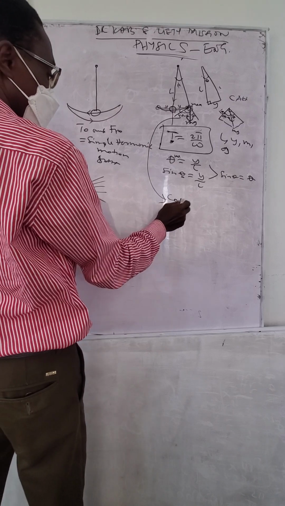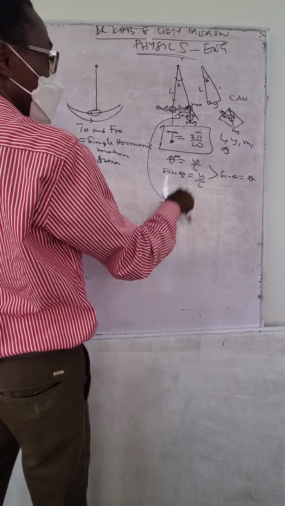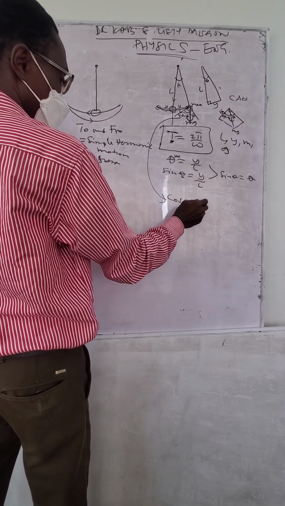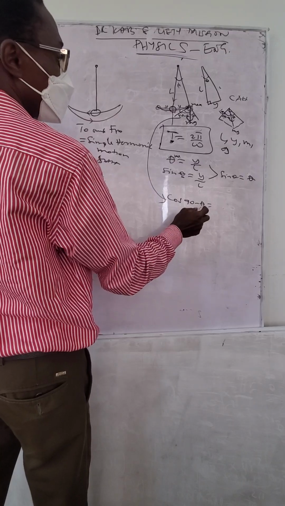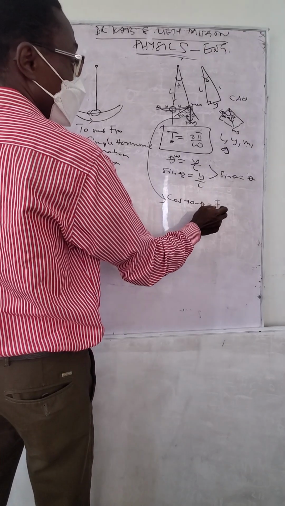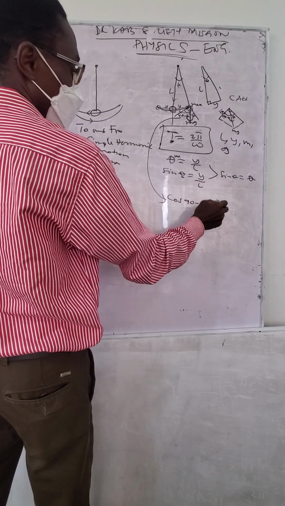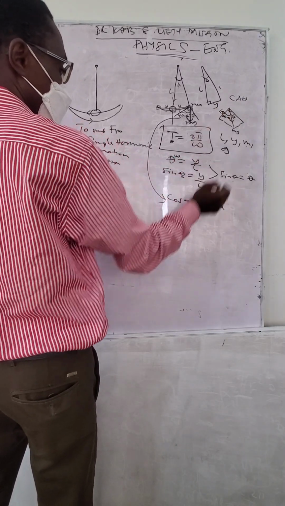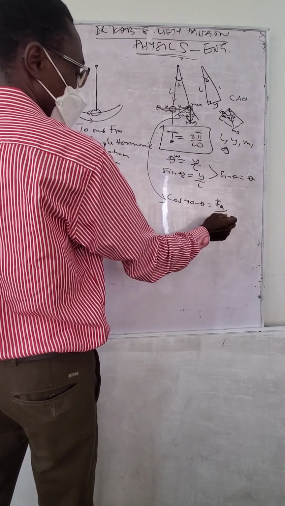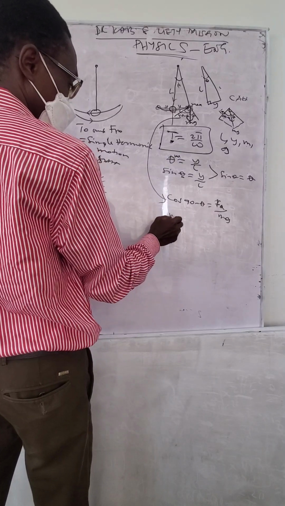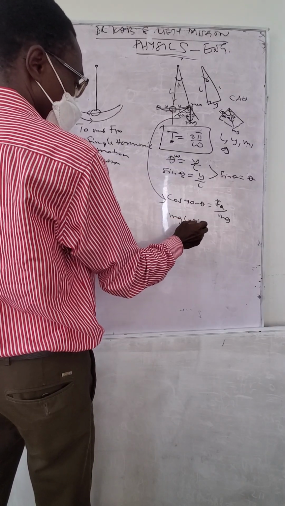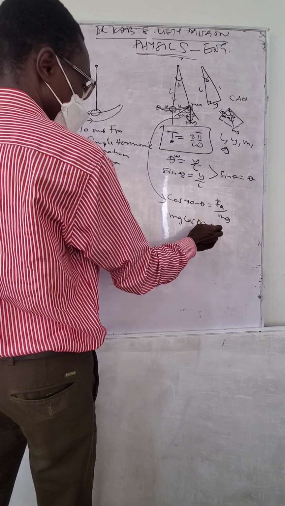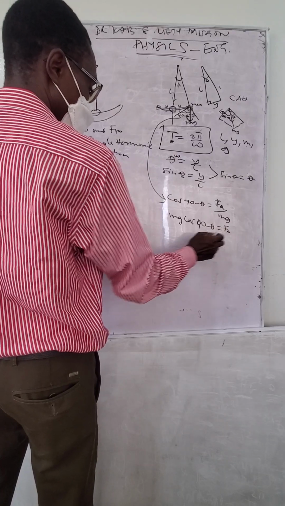So it means cos of 90 minus theta is equal to the FA, the force here. What is it? Adjacent over hypotenuse, which is what? Mg. And this becomes what? Mg, and cos of 90 minus theta is equal to FA.